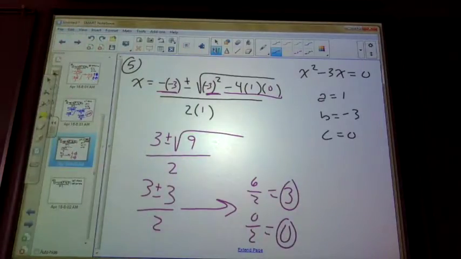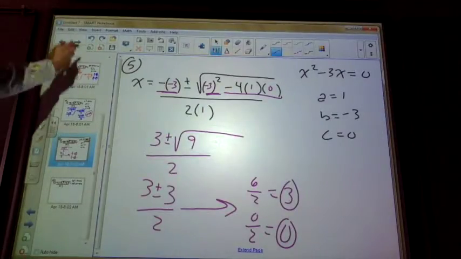This one also would have factored completely. It would have factored to x and then x minus 3, and then set each equal to 0. We doing okay? Yeah.